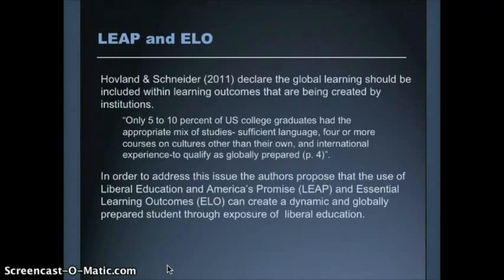LEAP and ELO. Hovland and Schneider declare that global learning should be included within learning outcomes that are being created by institutions. I quote, "Only 5 to 10% of U.S. college graduates have the appropriate mix of studies, sufficient language, 4 or more courses on culture other than their own, and international experience to qualify as globally prepared."